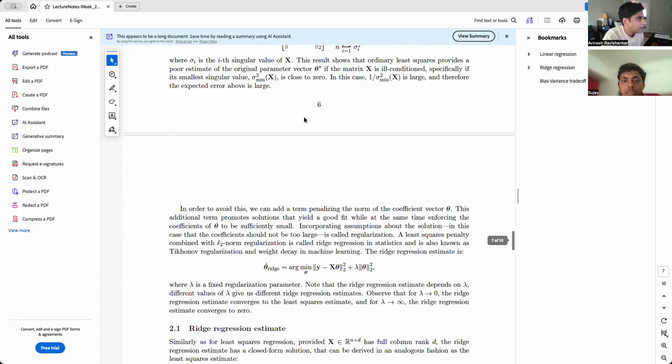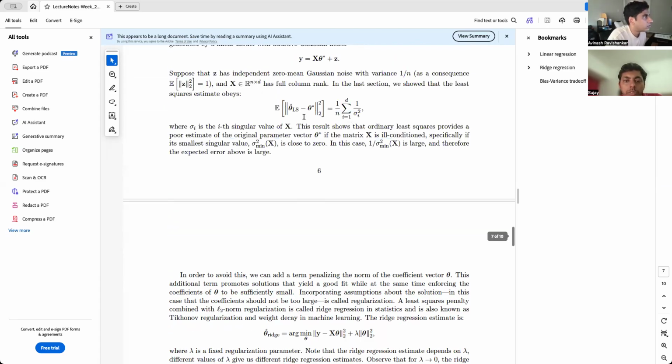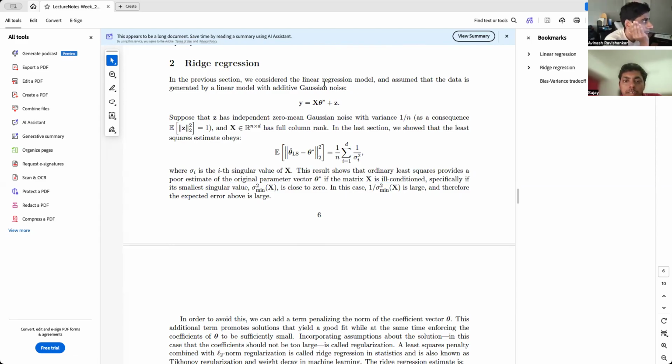So this is basically to motivate ridge regression. We derived that the expected squared error is 1 by n times the summation of 1 by sigma squared over these singular values. Now the problem is, if one of the singular values is very small, then the corresponding 1 by sigma squared term will be very large. So the expected error will be large, and this is the case as long as there is one small singular value. It's possible that all the other singular values are large, but that one small singular value might be a problem.